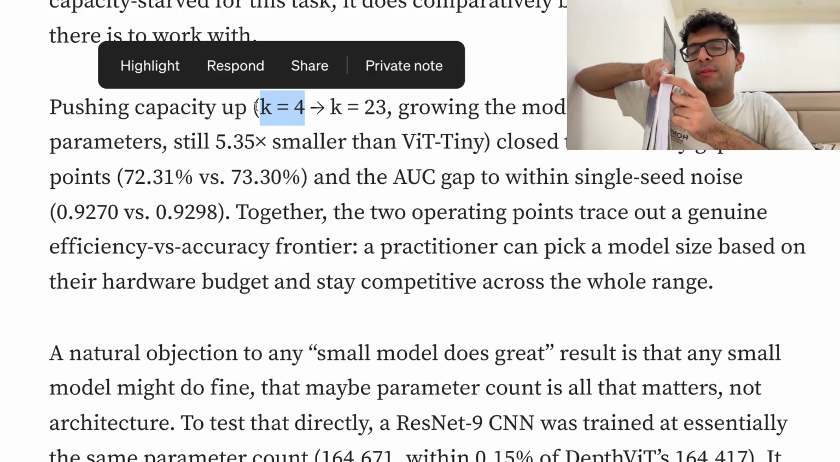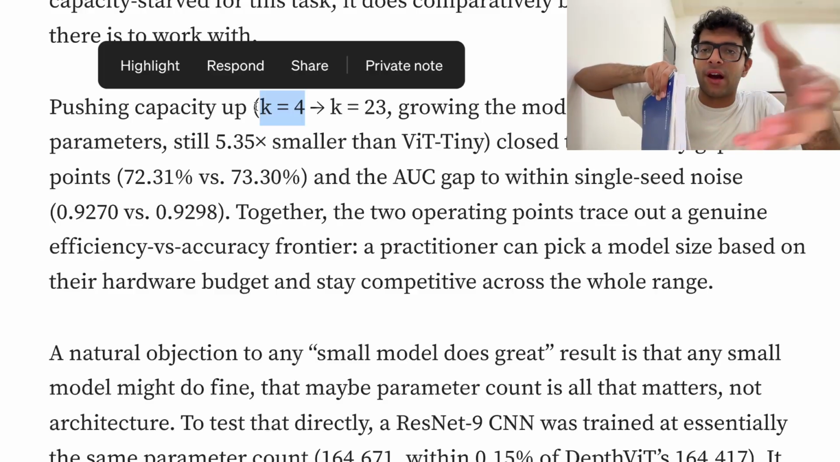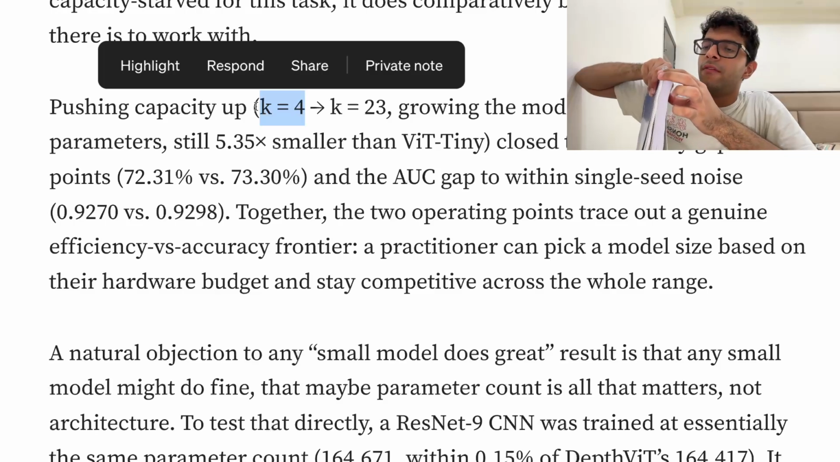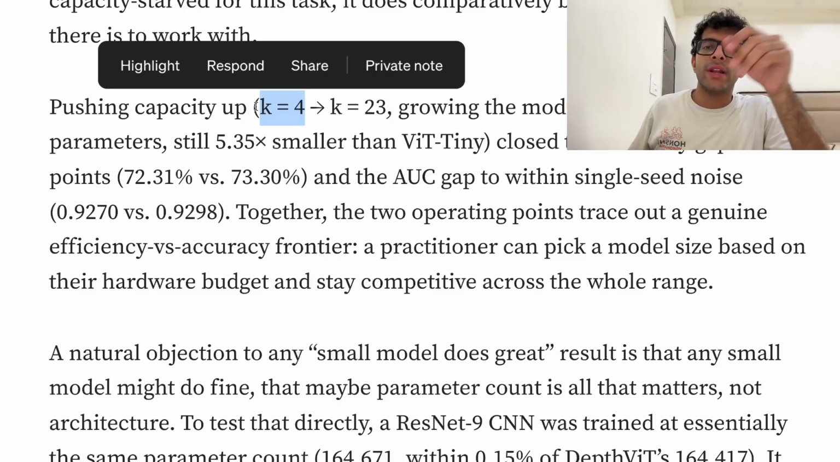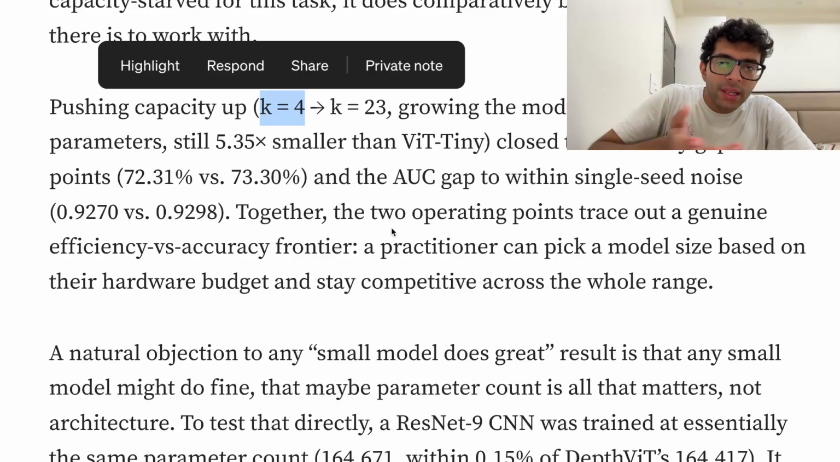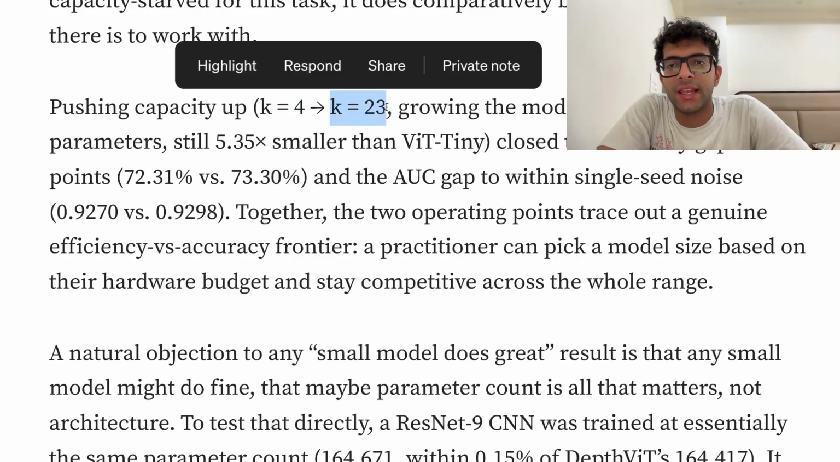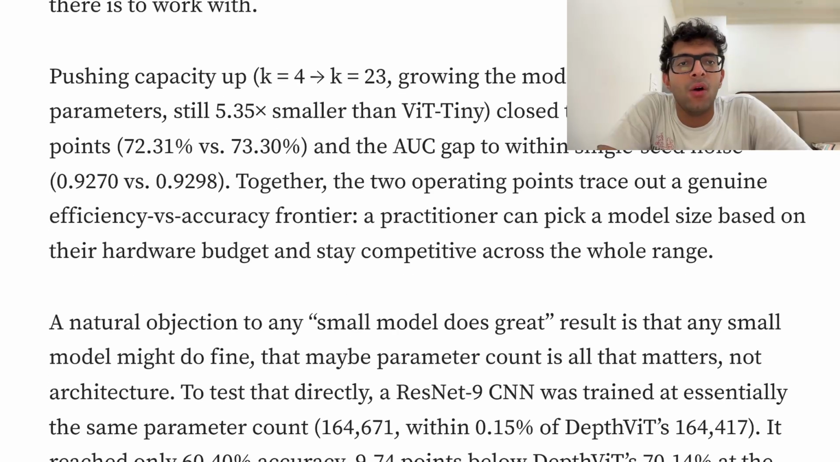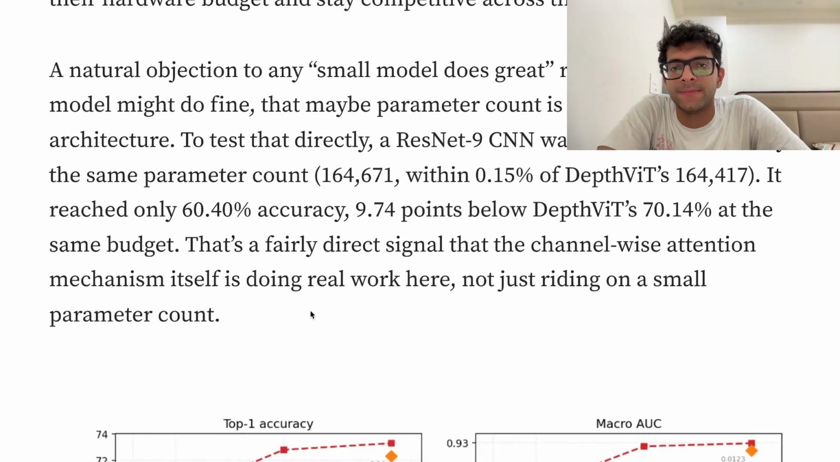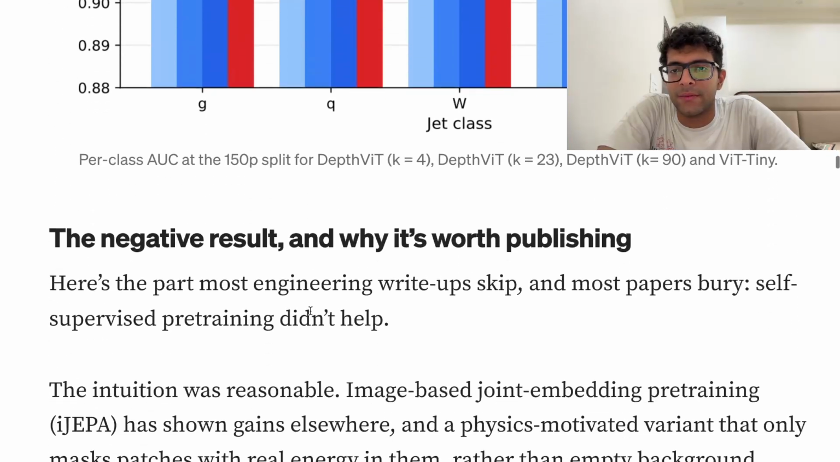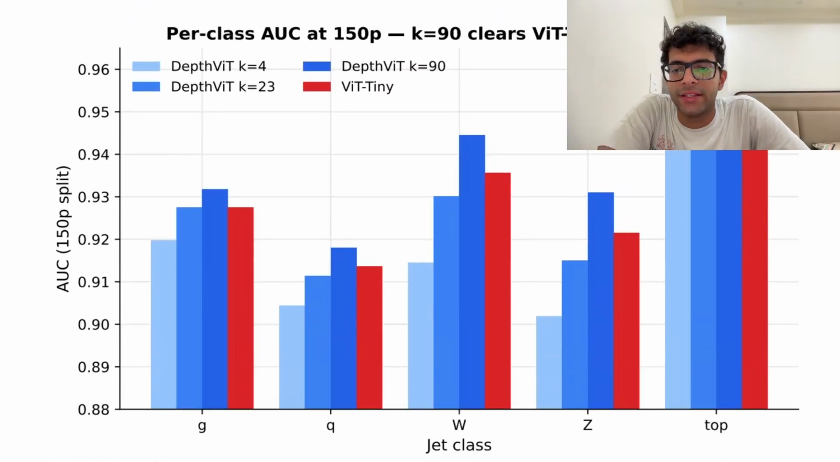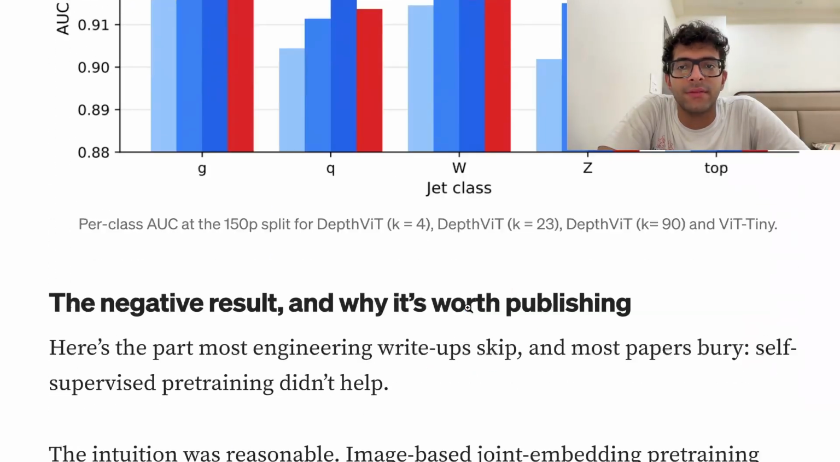So in the 164,000 parameter model, we just have 4 summaries of this kind of attention. If we scale it up to 23, we have a 1 million parameter model. That's the simplest knob to scale up the model, right? Now we close the accuracy gap to like 0.99 points. And that's the same kind of graph. This is a split for each kind of class that we have.